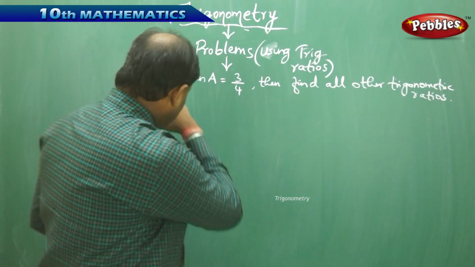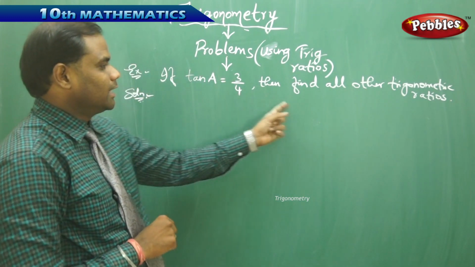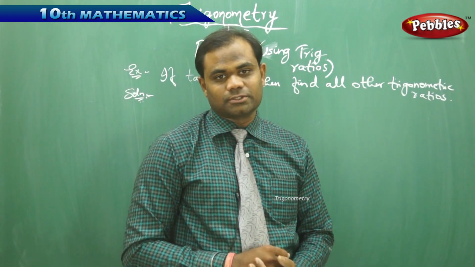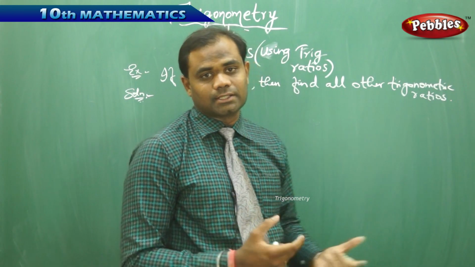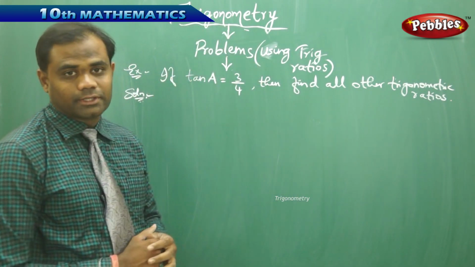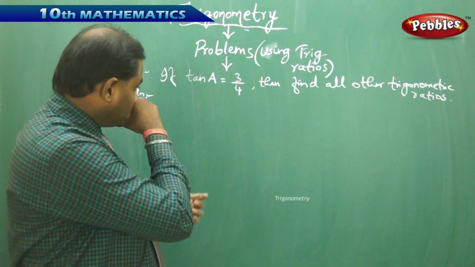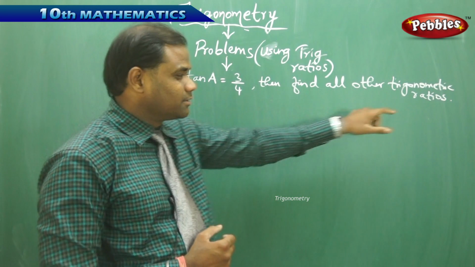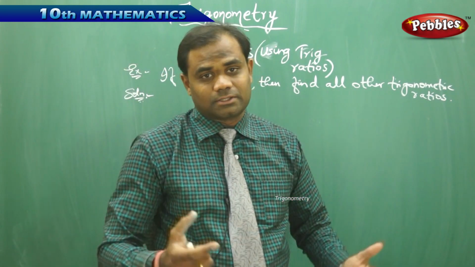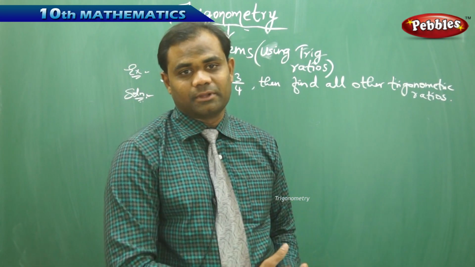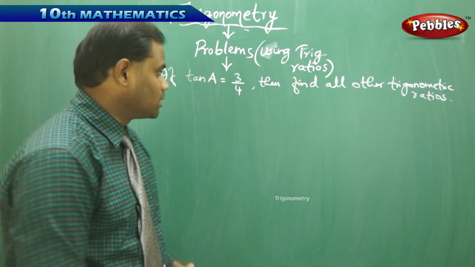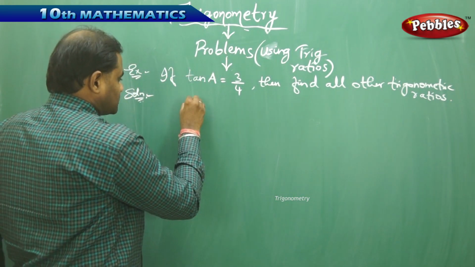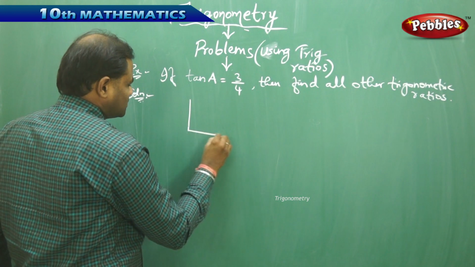Now here, tan A is 3 over 4, and I have to find all other trigonometric ratios, that is sine, cos, cosecant, secant, and cot, because tan is already given. With the trigonometric ratio, I try to use the right angled triangle to find the other trigonometric ratios with the respective formulae as discussed in the previous session. So let's draw a right angle triangle connecting the trigonometric ratios.